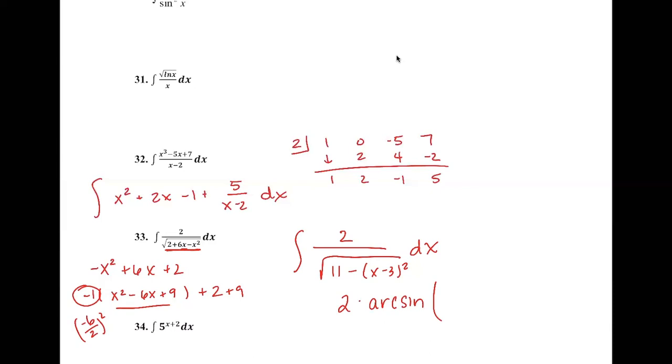Arc sine of, a square root of, wait. It's u over a, isn't it? Yeah, so it'd be x minus 3 over square root of 11. And then what do we need at the end? Plus c. So really it's getting into that form where it fits.